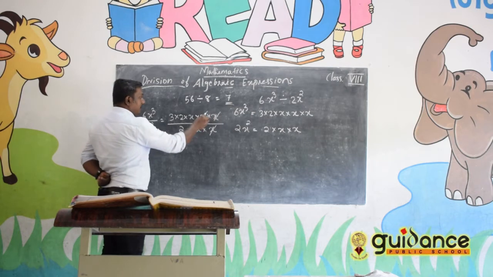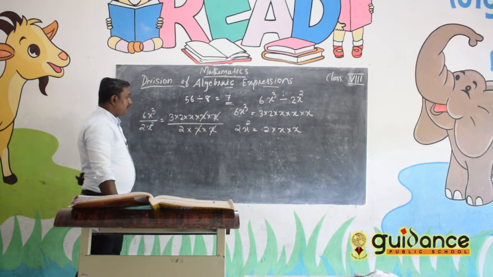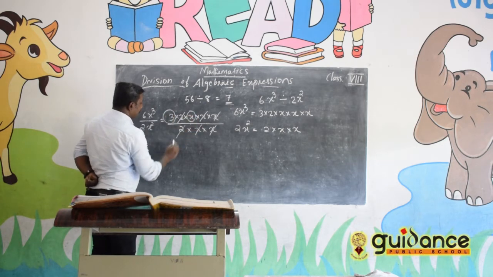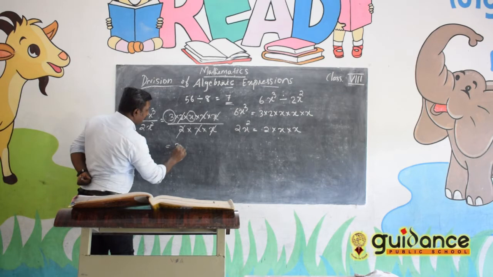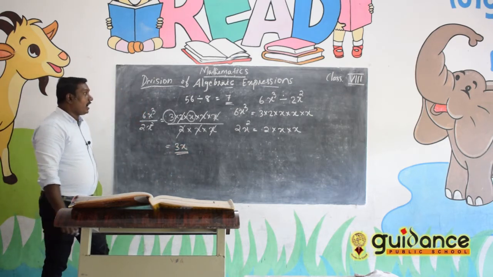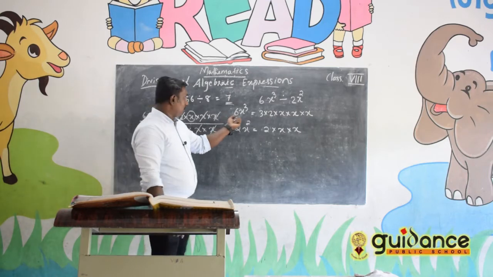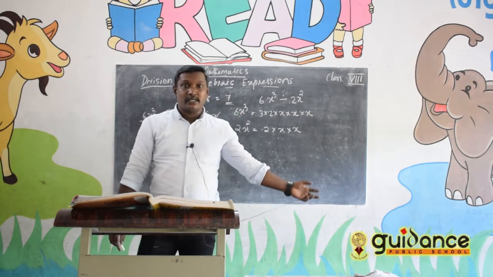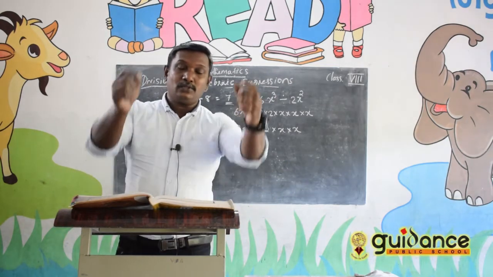Any other things? x and x we can cancel. Then 2 and 2 we can cancel. What are the remaining terms? 3 and x. The answer is 3 into x, which is 3x. Do you understand? First we have to factorize the given terms into irreducible terms. After that we have to divide.